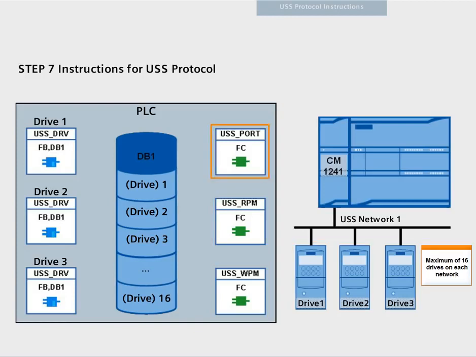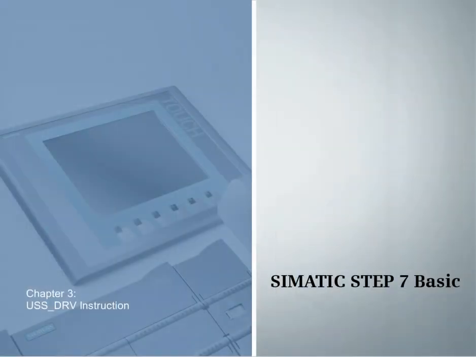The USS port function controls the data transfer between the controller, the communication module, and the drive in the USS network. Only one port function call per communication module is necessary in the program. Each call of this function controls a transfer to or from one single drive. The USS port function must be called frequently enough to prevent drive timeouts. This is why this function is called from an interrupt OB, so that the current data is available for all program functions. Chapter 3. The USS drive function block.